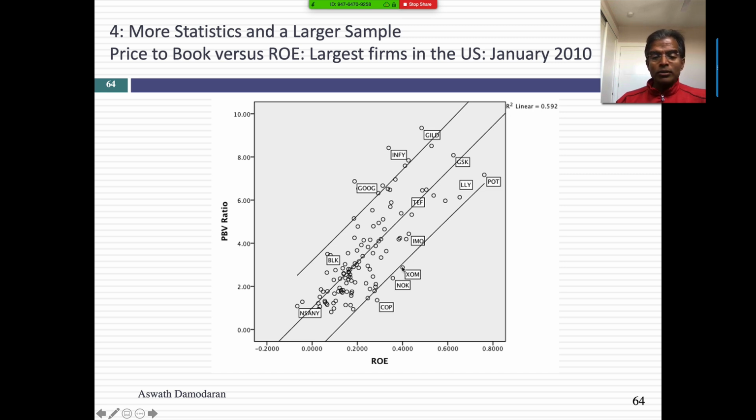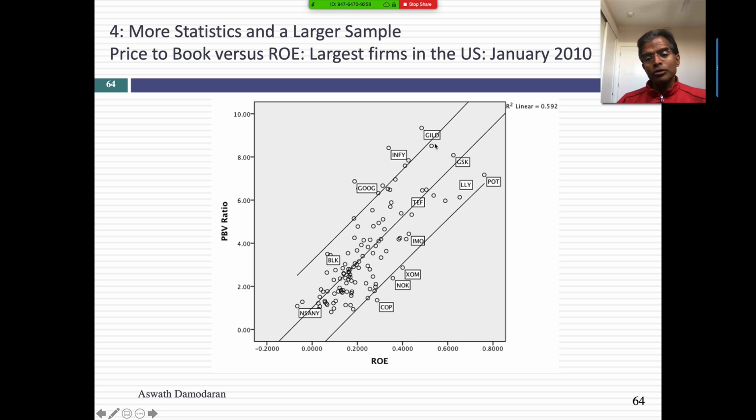The two outer lines are my 90% confidence intervals. Basically, when you run a regression, you get a range on your forecast. So what I'm looking for are stocks that fall outside of these. Let me explain. See, there are 3 stocks that fall above the line: Google, Infosys, and Gilead. Now, the points that fall between the 2 lines, I cannot reject the hypothesis they're fairly valued. They're all falling within the regression bounds.